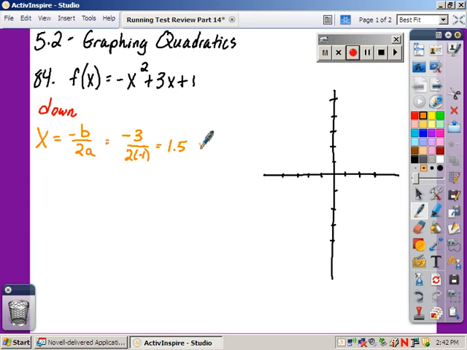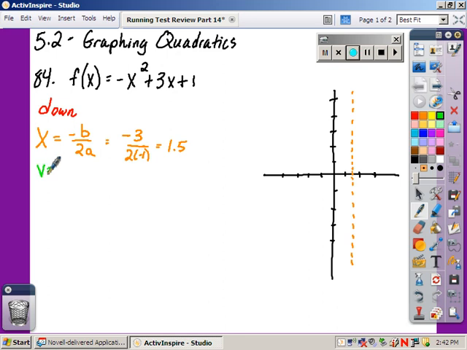All right, so that means that on our graph, then, we need to put an axis of symmetry, which is a vertical dashed line, at x is positive 1.5. So that's right here. Like that.